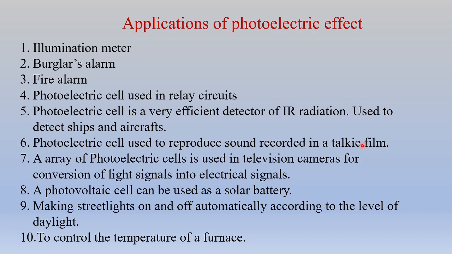Photoelectric cells are used to reproduce sound recorded in a talkie film. Also, an array of photoelectric cells is used in television cameras for the conversion of light signals into electric signals. As we have already mentioned, a photovoltaic cell can be used as a solar battery. We also use photoelectric cells for turning street lights on and off automatically according to the level of daylight. It is also used for controlling the temperature of a furnace by detecting the IR radiations.